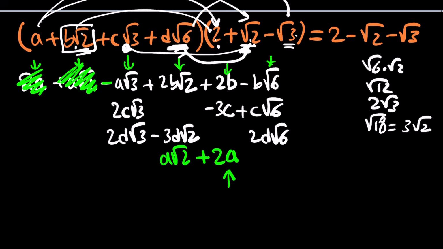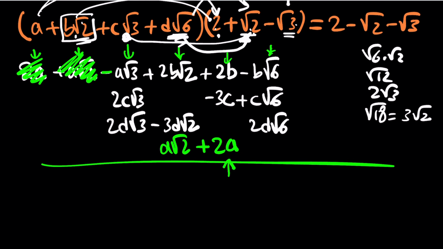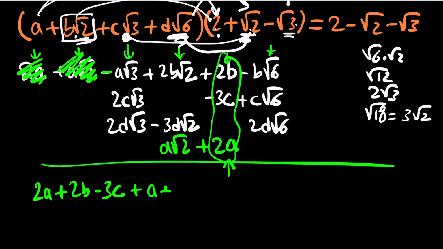Great. Now let's go ahead and put it all together. It shouldn't be super bad. And I want to start with the integers. 2a plus 2b minus 3c. That's the integer part, right? And then I will do the root 2. A plus 2b minus 3d. There's no c root 2, by the way. And there's a good reason behind that, right? Because c has a root 3 attached, so it won't produce root 2.